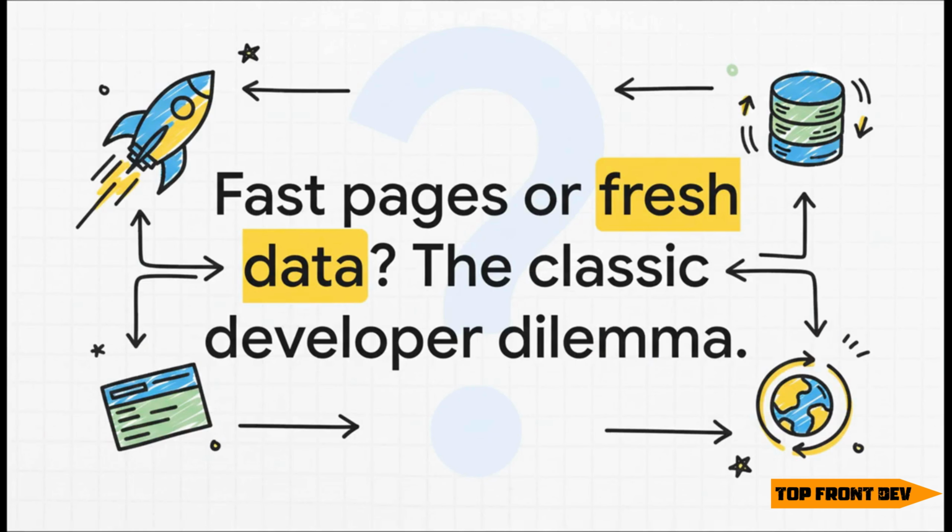We've all been there, right? You're stuck with this fundamental trade-off. Do you serve up a page in a blink of an eye, but risk the data being a little stale? Or do you go fetch the absolute latest, up to the second data, but make your user stare at a loading spinner? It's that classic tug of war, speed versus freshness.